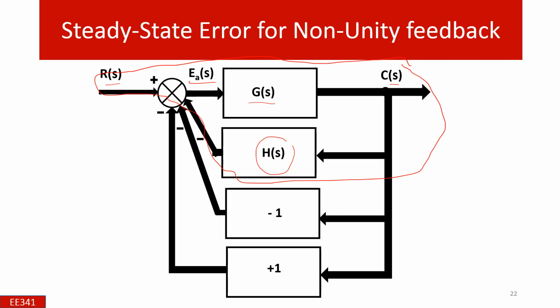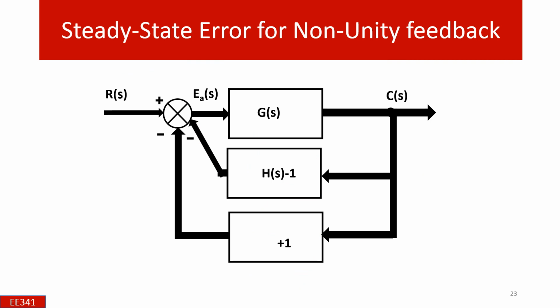If we add a positive feedback and a negative feedback, the combination of both is 0, so there is no difference. But if we take these two transfer functions in a combined way, because both are summing here with a negative sign, next we have H(s) minus 1.